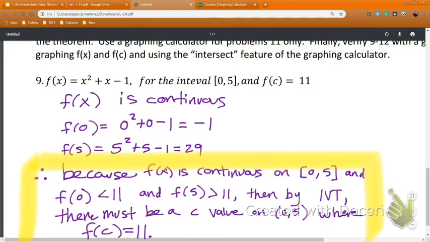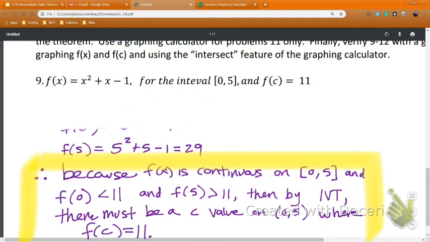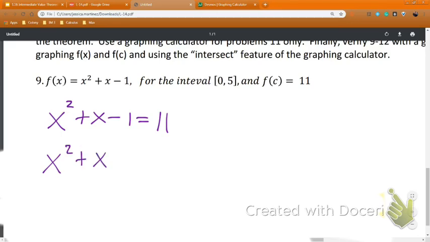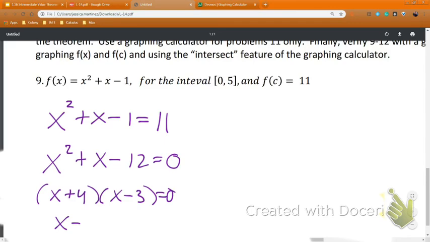So, let's do that. If we set this function equal to 11, we get x squared plus x minus 1 equals 11. I need to know what x value made this function equal 11. How do we solve this? Subtract 11. We get x squared plus x minus 12 equals 0. What two numbers multiply to negative 12 that add to 1? 4 and 3. X plus 4 and x minus 3. So if I solve that, I get x equals negative 4 and x equals positive 3.